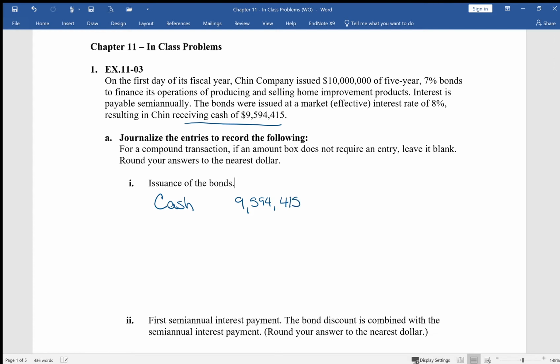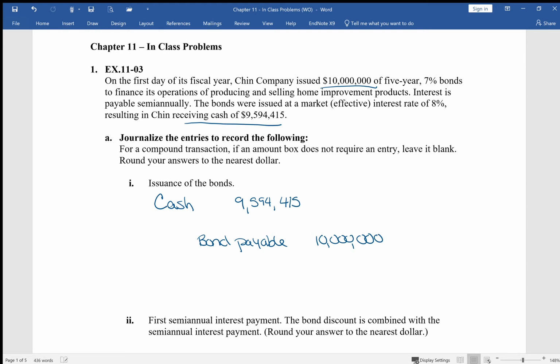Okay. And why did we get that cash? Because we issued a bond payable. A bond payable is a liability. We increase liabilities by crediting. So we'll credit our bond payable, and the bond payable is for $10 million.